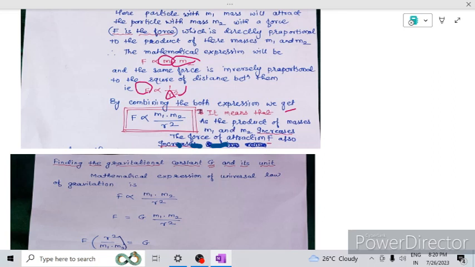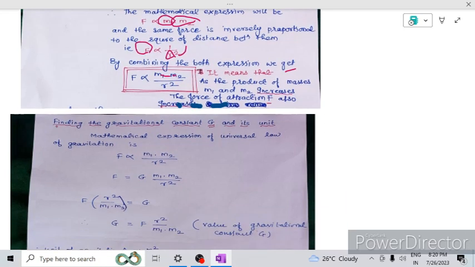It means that as the product of masses m1 and m2 increases, the force of attraction also increases. As the product of masses m1 and m2 decreases, the force of attraction also decreases. Coming to the next point, finding the gravitational constant G and its unit.